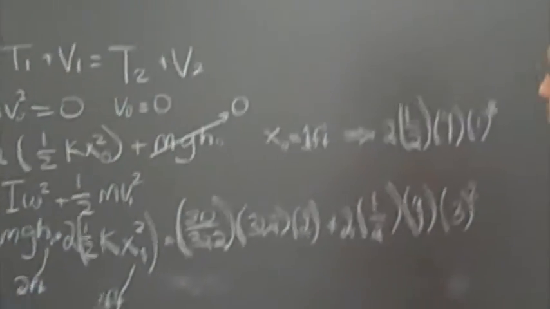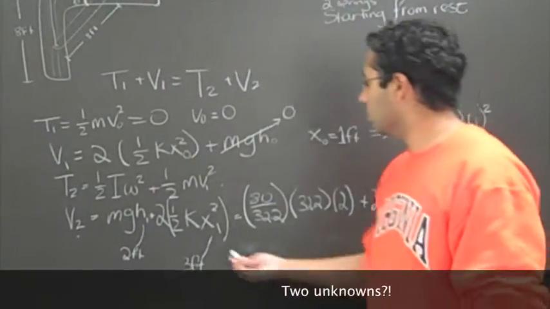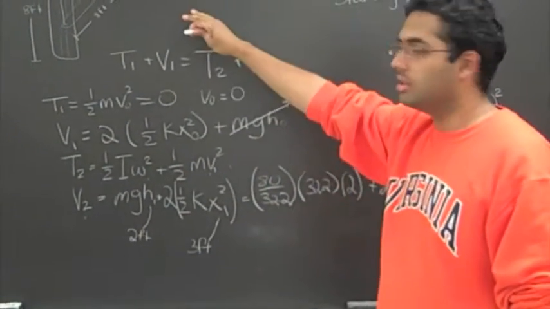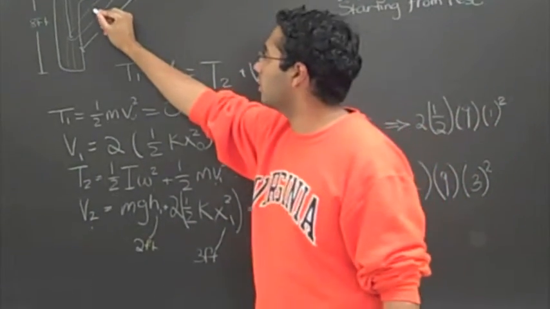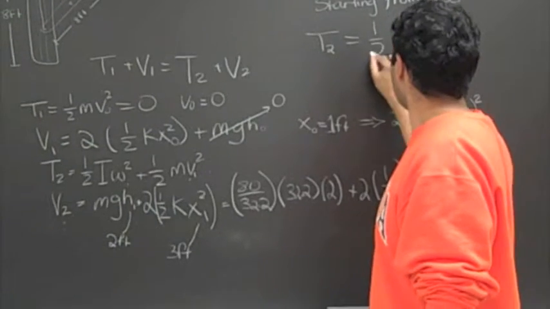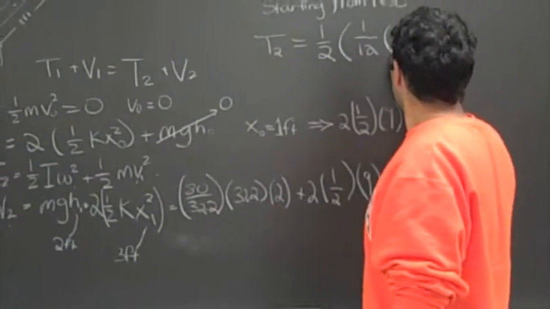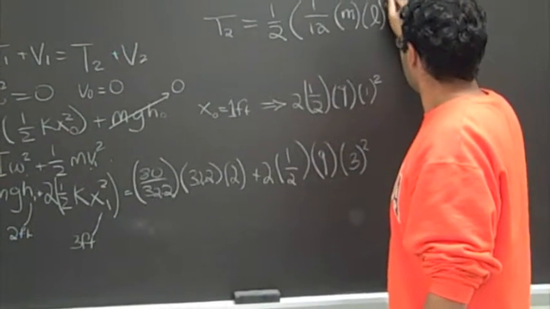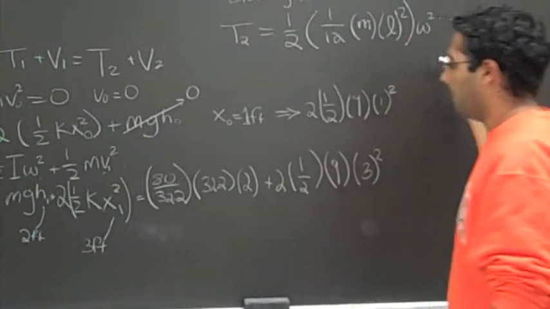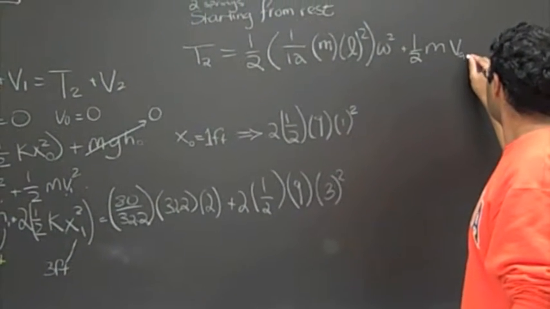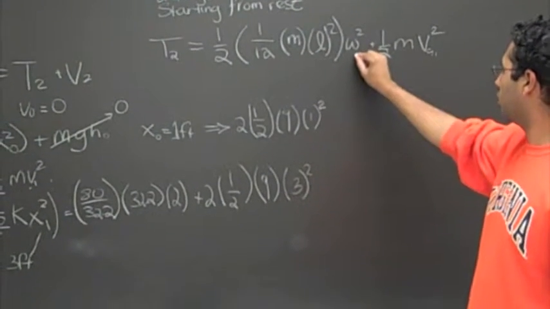And so finally, the only expression we have left is t2. To solve for t2, we have 2 unknowns at the moment. We have v of g, and then we have omega of g. And this is of g because we're finding it for the body and not a certain point on the body. So we would be using the center of gravity. And this comes out to being t2 is equal to 1 half times 1/12 mass times length squared times omega squared plus 1 half mass times velocity of g squared. And so what we need to find now is omega and vg.